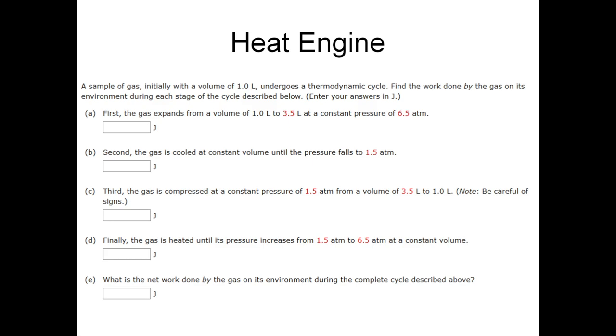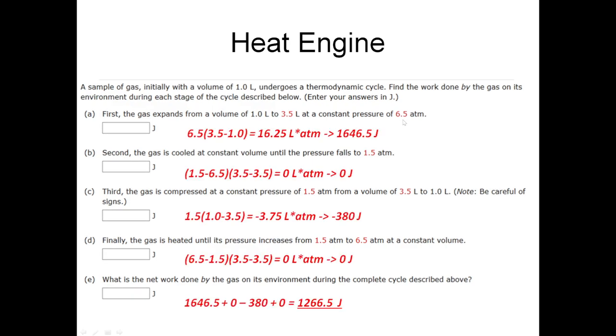So this particular question is going to take us through the thermodynamic cycle of a 1 liter pneumatic cylinder with gas in it, and we're going to continuously be expanding and contracting this particular cylinder as the pressure changes from part to part. So, our first part, the gas expands from a volume of 1 liter to 3.5 liters at a constant pressure of 6.5 atmospheres.